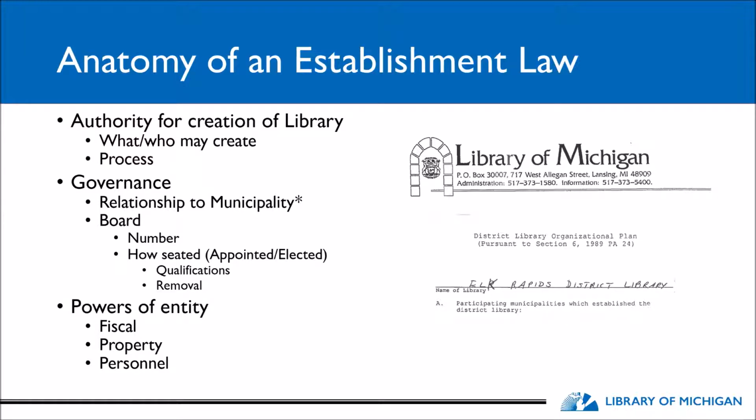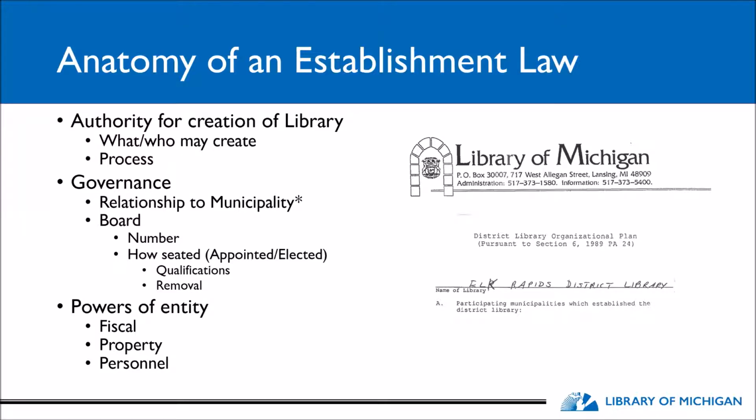So what are the fiscal powers? What authority does the library have over its own money? And who wields that authority? Is it the board that wields the authority? Is it the municipality that wields the authority? For most library establishment types in Michigan, it's the board that wields that authority. And in each of these instances, the statute actually states that the board has exclusive control over the money as far as the spending goes.